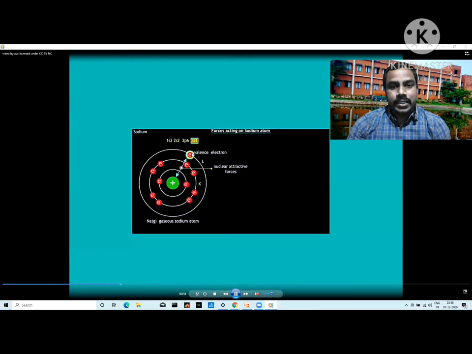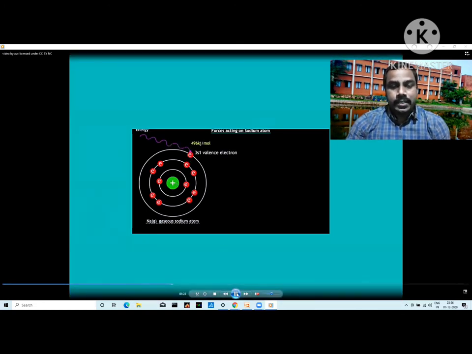This valence shell has less nuclear attraction force when compared to the first shell and second shell, and the electrons in the first and second shell create inter-electronic repulsive forces, and these electrons effectively reduce the effective nuclear charge felt on the outermost shell of an atom.